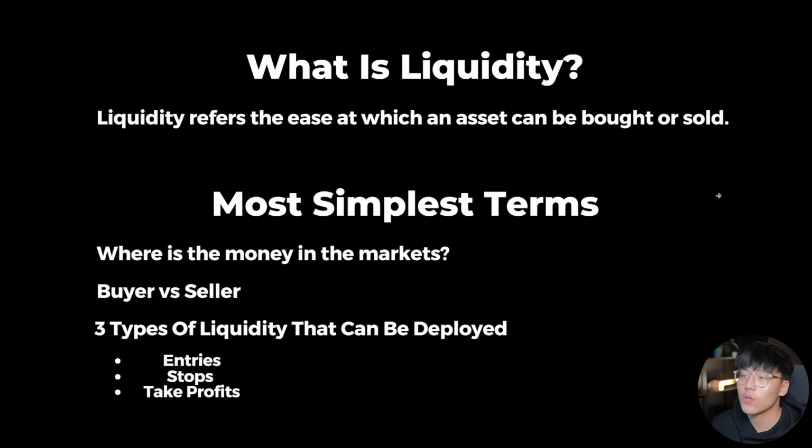So understanding liquidity is very important when it comes to trading in the markets. What liquidity refers to is the ease at which an asset can be bought or sold. Whenever we trade in the markets, what we need is what's called liquidity. And in the simplest terms, liquidity really means just where is the money lying in the markets. If you can understand where the money is lying, then we can either look to take trades up into that area or look to sell in those areas. So the main thing is understanding where the money is in the markets.